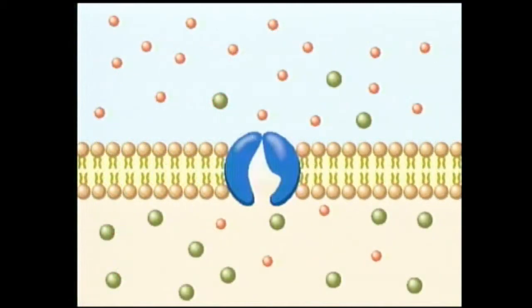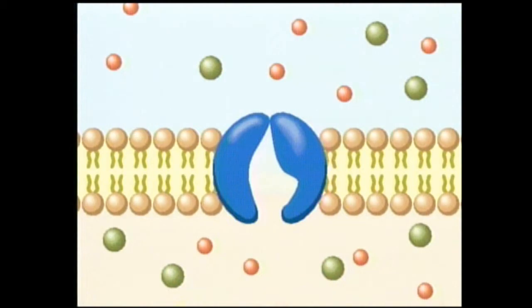Cells often pump molecules against a concentration gradient. Ions, such as sodium and potassium, are moved in this way. Again, a special carrier protein, called the sodium-potassium pump, is involved. ATP transfers energy to the sodium-potassium pump. The protein uses this energy to change its shape.